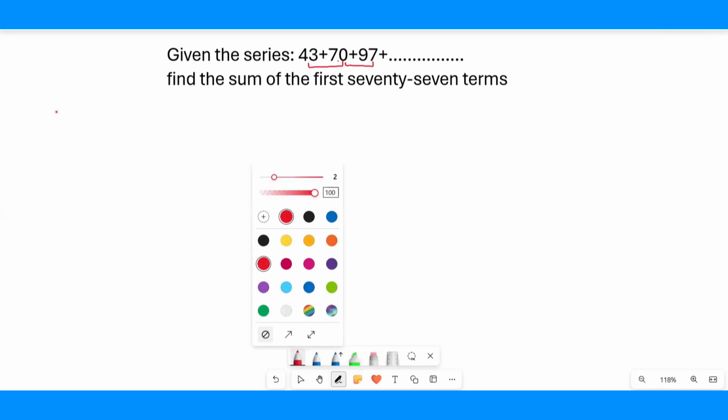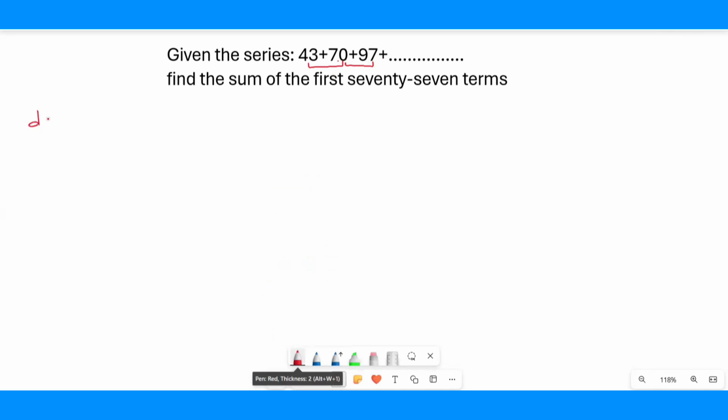So the d value is actually 27. We have the first term here, which is 43, so this is a. Now, if we have a and we have d, then we're able to find the sum of any number of terms that we want.